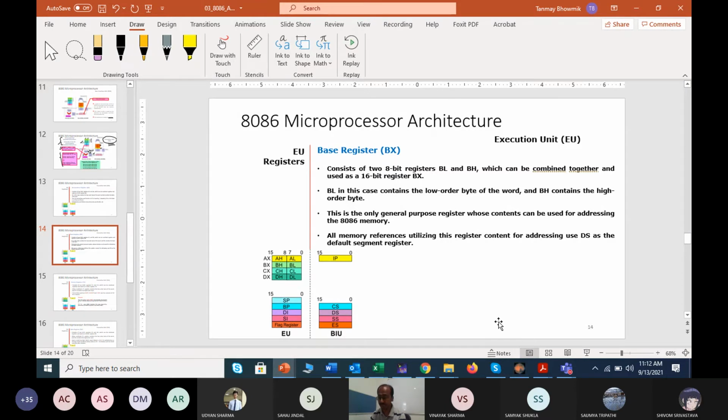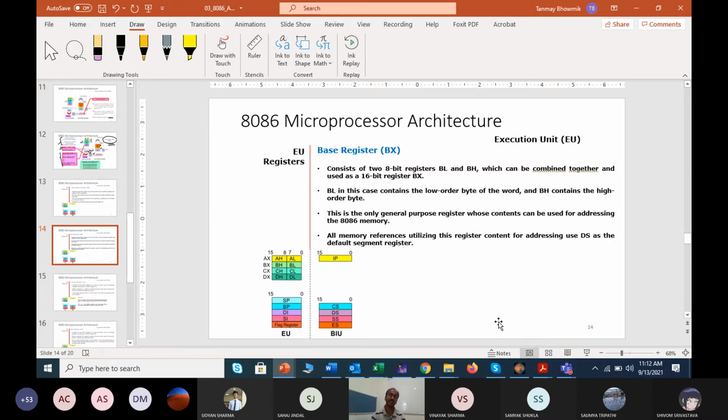So if anyone asks what is the function of this base register, only one point is sufficient. Here maybe four points have been written, but you need only one. Which one? The third one. What is the purpose of this base register? The base register's contents can be used for addressing the 8086 memory.